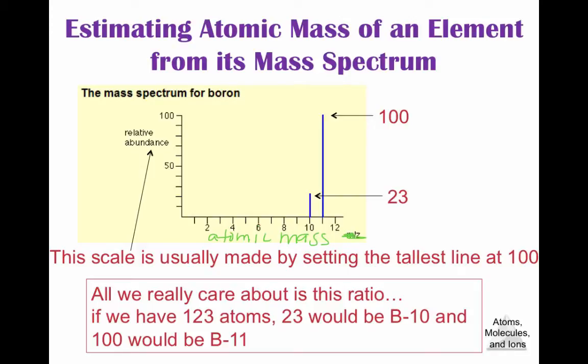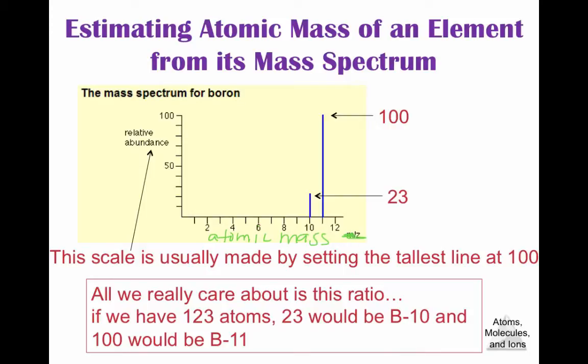All we really care about is the ratio. If we have 123 atoms, 23 would be boron 10, again, just by reading the graph, and 100 of them would be boron 11. This will allow us to look at average atomic mass.